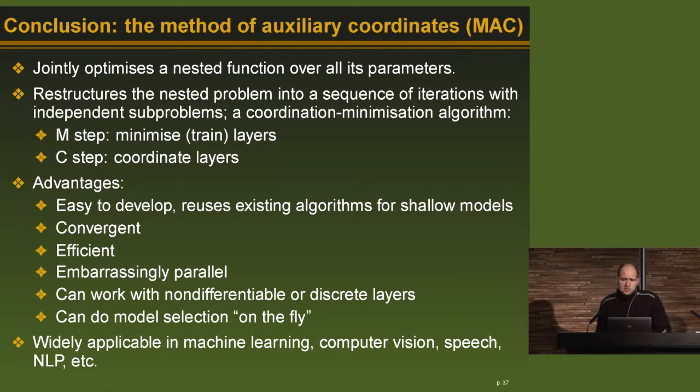And then the advantages are, as I mentioned, that perhaps most importantly, like what happens with the AM algorithm, you end up with really simple algorithms that iterate calling existing algorithms over and over. It converges, it is embarrassingly parallel. I didn't mention it here, but you can see some papers coming out probably in the next few months where we study cases where the functions are non-differentiable or even discrete, the layers, and it can do model selection on the fly. So given that lots of us are using this kind of nested models in machine learning, computer vision, NLP, et cetera, I think that this strategy could be widely applicable. Thank you.